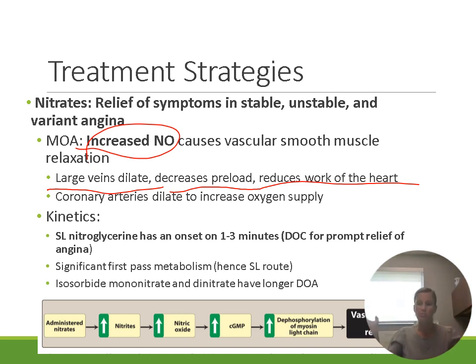Preload is like how much blood you put into the heart when it's at rest. And the idea with the heart is more in, more out. So when the heart's at rest, if you fill it with a lot of blood, it contracts to pump a lot of blood. So it's working harder. So if the large veins dilate, more blood is left in the veins and less is getting crammed into the heart. So the heart's not having to work as hard to keep up with all of that blood that keeps getting put in it. The coronary arteries dilate. This increases oxygen supply to the heart.